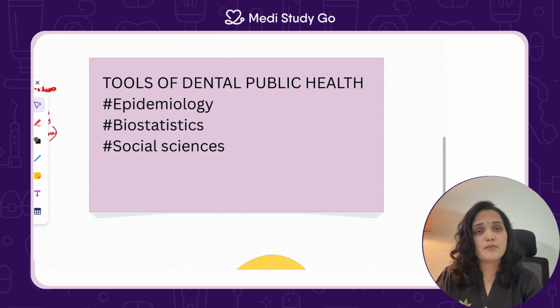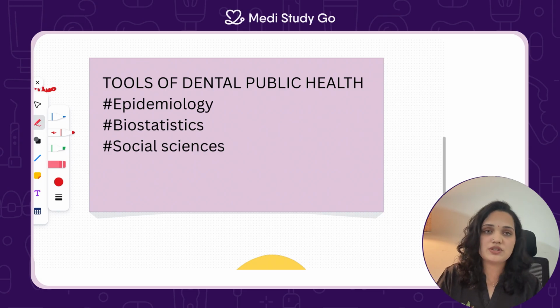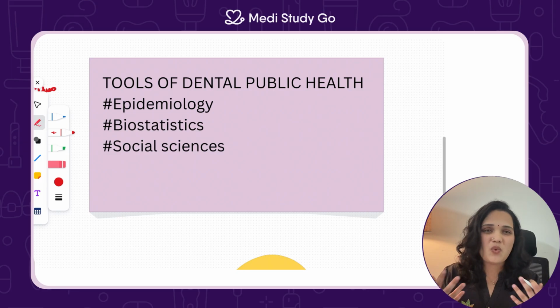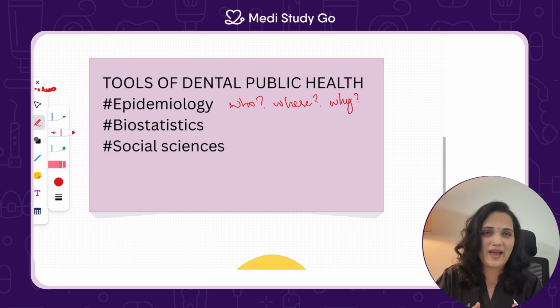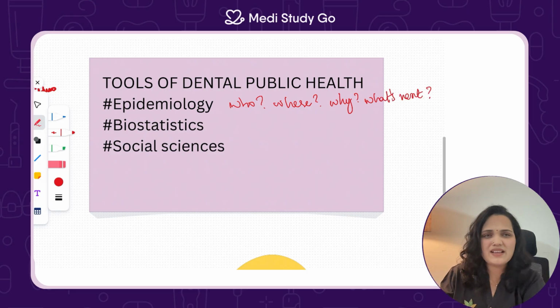Now let's look at some tools of public health. Think of these like working instruments. First is our epidemiology. What is this? This is the study of the distribution and determinants of health-related states in specific populations, and applying this knowledge to control health problems. What does it answer? It answers who, where, why, and what is next. Without epidemiology, public health has no sense of direction.